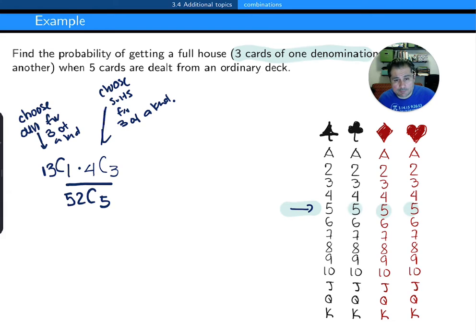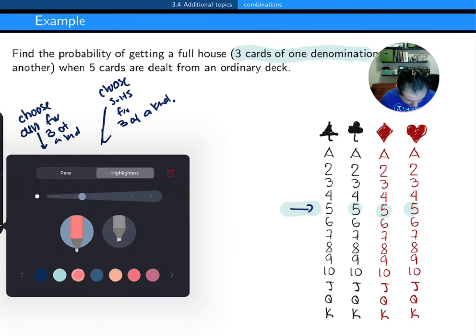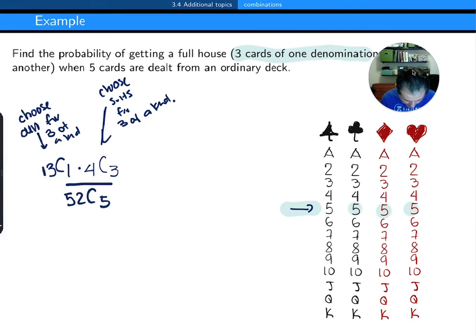Now I have to repeat the same process for the pair. I'm going to use the same reasoning. I don't know which pair I'm going to use, so let me erase that. I'm going to pick, I don't know which one, it could have been this one or that one. All I know is that it can't be the one I chose, right? So I don't have 13 to choose from now, I only have 12.